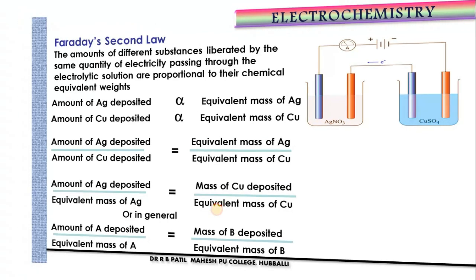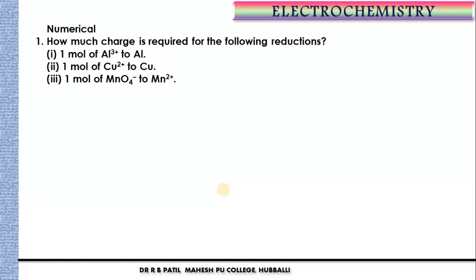Now let us solve some numerical questions based on Faraday's first law and second law of electrolysis. First one. The question is, how much charge? Whenever we say charge in electrochemistry, remember students, it is in terms of coulombs. How much charge is required for the following reactions: to convert 1 mole of Al3+ ions to solid Al, to convert 1 mole of Cu2+ ions to Cu, to convert 1 mole of permanganate ions, that is MnO4- ions, to Mn2+ ions.